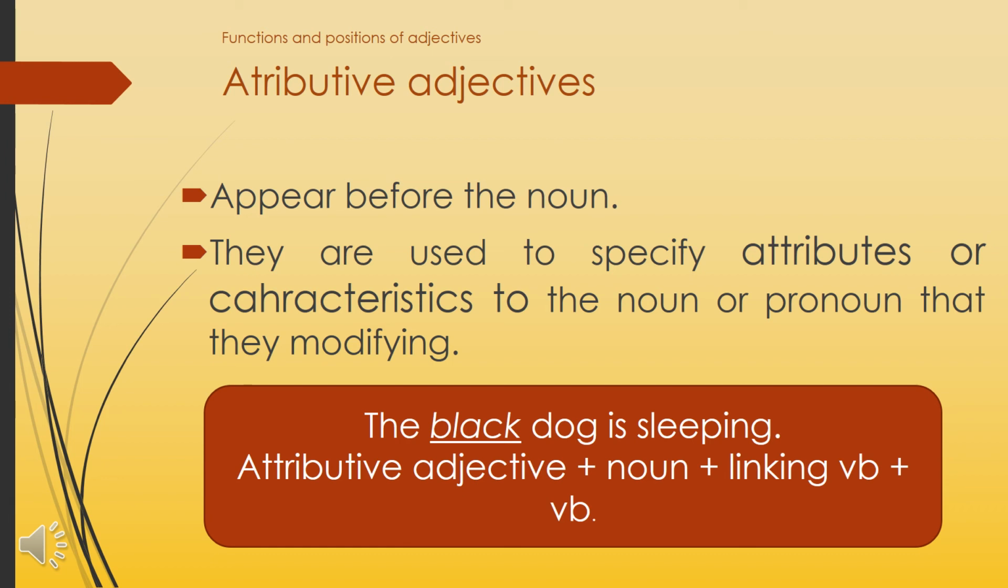Attributive adjectives appear before the noun. They are used to emphasize attributes or characteristics of the noun or pronoun they are modifying.